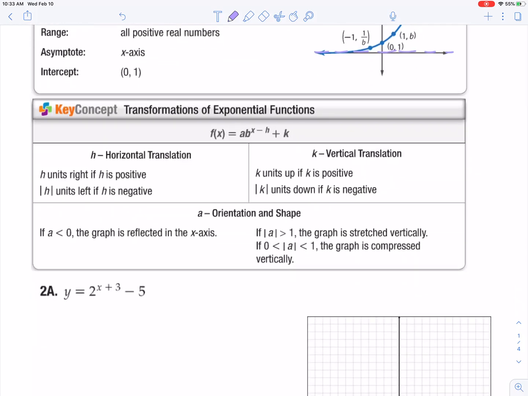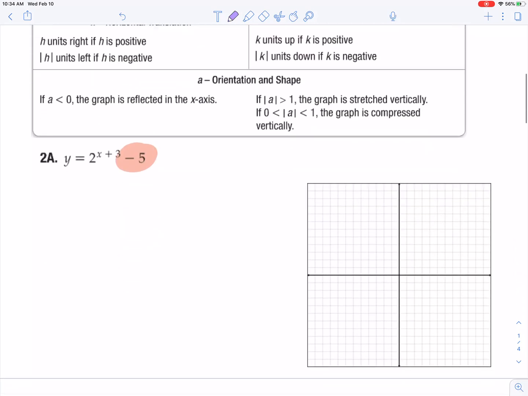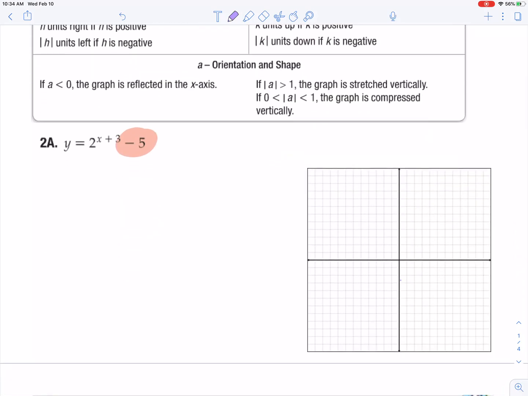Of course, it never just stays in the same boring spot. It can move up, down, stretch, compress, flip, left, right, all that good stuff. You might notice some of our old friends, a, h, and k. Here's what you should know about these. k will move the asymptote. So as I'm looking at 2a, you see this -5 here? That means the asymptote is actually going to be down here at -5. 1, 2, 3, 4, 5. So on this line, the graph is going to approach, but never cross that line.